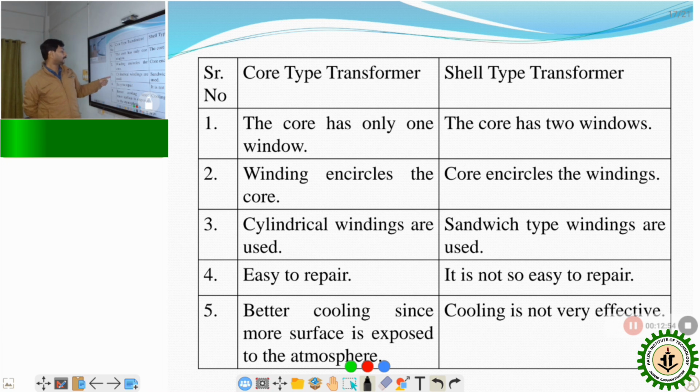Point number 3: cylindrical windings are used in core type transformers, and in shell type sandwich type windings are used. Core type transformers are easy to repair; shell type is not so easy to repair. Core type has better cooling since more surface is exposed to the atmosphere, and in shell type cooling is not very effective.